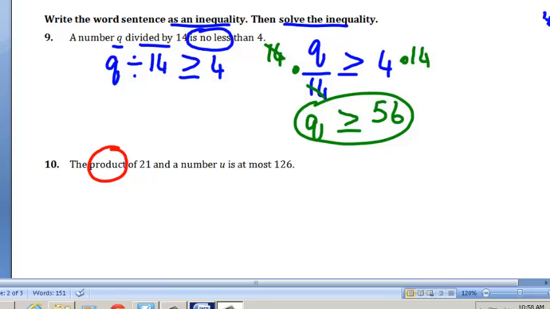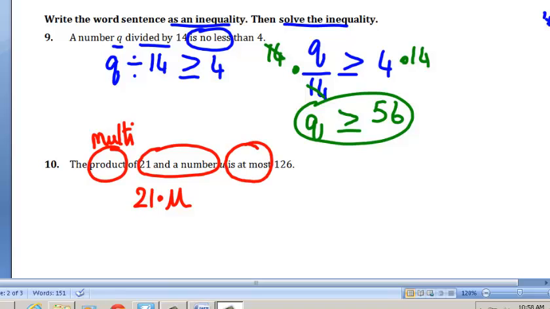Product means to multiply. We all know that by now. Product of 21 and a number u, so 21 times u, is at most. So can it be 126? Yes. So it could be equal to 126. Can it be more? No. So it's less than or equal to 126. Let's go ahead and solve it. 21u is less than or equal to 126.